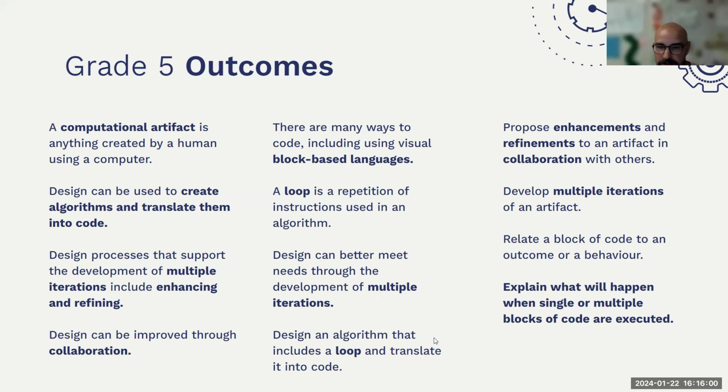Yeah, multiple iterations, more loops, enhance collaboration, explain what will happen when single or multiple blocks of code are executed. So that's when they have to look at it and say, okay, what is this code going to do when I press play? What kind of shape is it going to make? Can I read the code and figure out what it's going to do? Okay, so those are all the outcomes. Those aren't all the grade 5 outcomes, but these are just the ones that this one little project can hit.